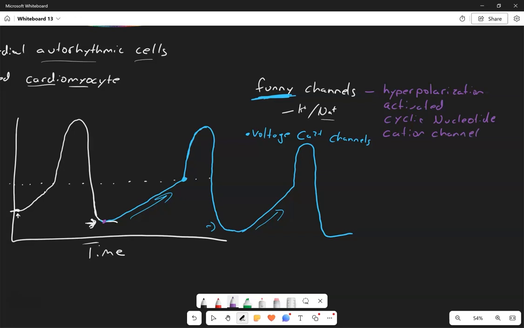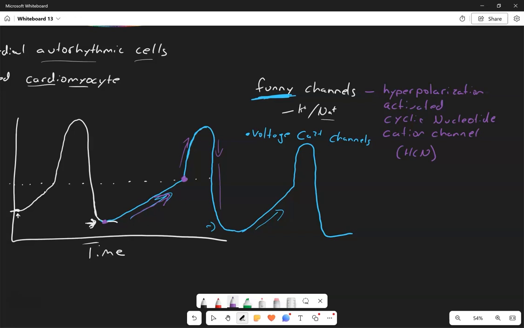So we call them hyperpolarization activated cyclic nucleotide cation channels, or some people will abbreviate this HCN channels. Okay, so the cell is going to hyperpolarize, the HCN channels open up, and the membrane potential moves towards threshold. At threshold, voltage-gated calcium channels open up, the cell depolarizes, and an action potential is generated. And then voltage-gated potassium channels open up, just like in a regular neuron.